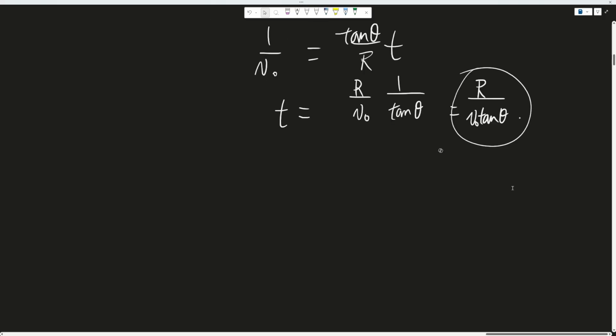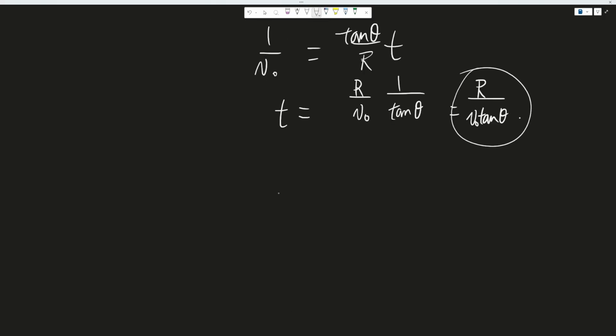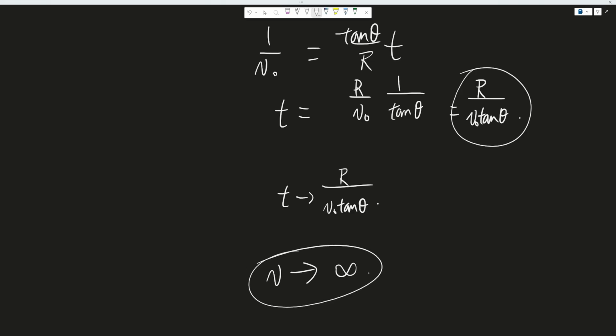Essentially, when t approaches this value, the velocity approaches infinity. And it's just impossible to keep an object going in a path at infinite velocity. So it just becomes unrealistic.